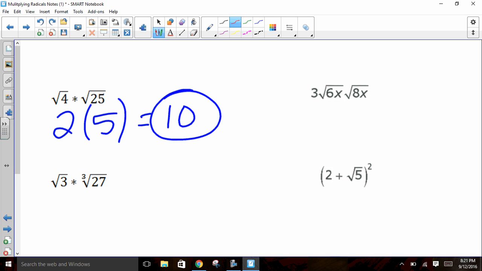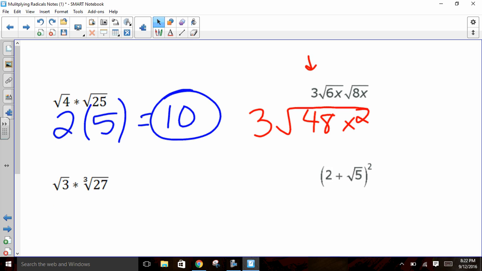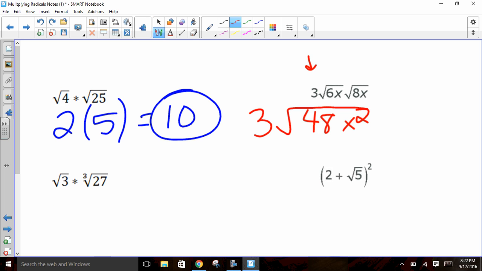So the second example over here, I'm jumping to the right. I have that 3 on the outside. On the inside, I'm going to take 6 times 8. Excuse me, 48. x times x, which gives me x squared. Okay. All right, so I asked myself, can 48 be broken down into anything?